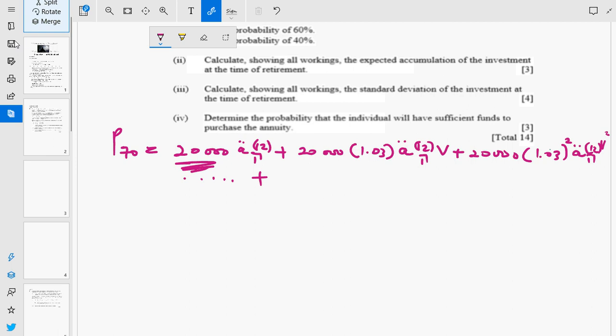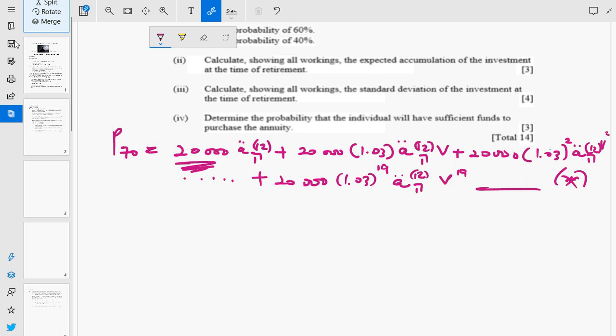So in year 20, we are actually going to have 20,000 times 1.03 to the power 19. This will be payable for the whole year, monthly, and you have to discount it back for 19 years. So you have to evaluate this. I'm going to call this equation star.